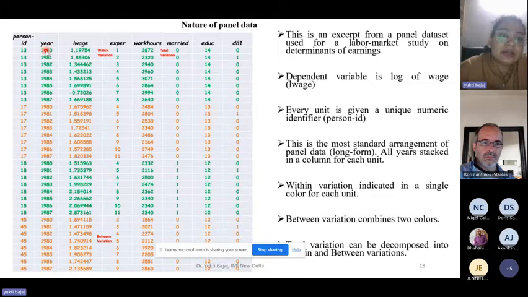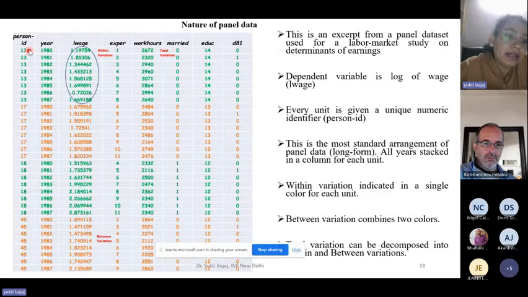Then I have a time dimension here. How many years? From 1980 to 87 for all these laborers. I have certain data points: log of wages, their experience over the years, their working hours, whether they are married or not, what the education level is, and so on and so forth. Now here, one important thing that you should understand is this green color, or the single color.